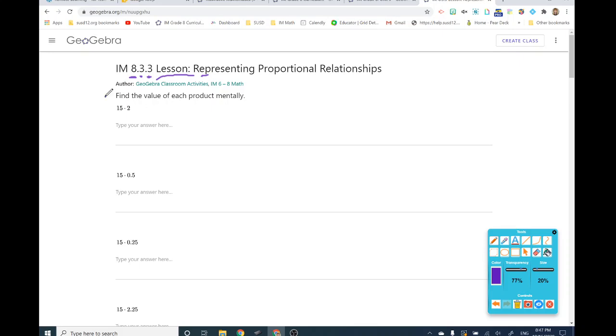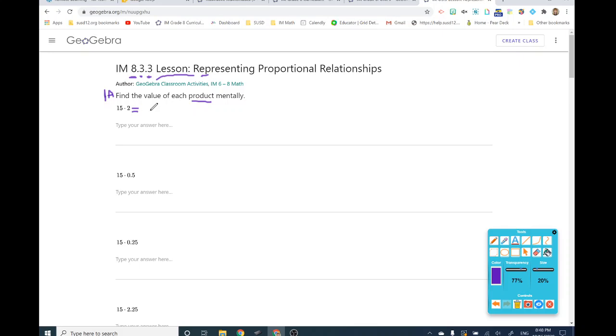Okay, here we are. Problem 1, and this is problem 1A. Find the value of each product mentally. Remember, the word product means the result after multiplication. So the product is the answer after you multiply.